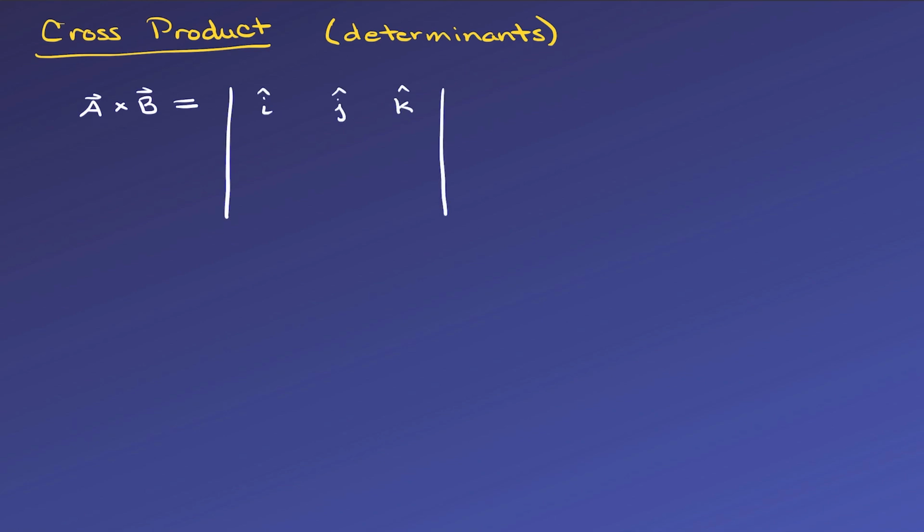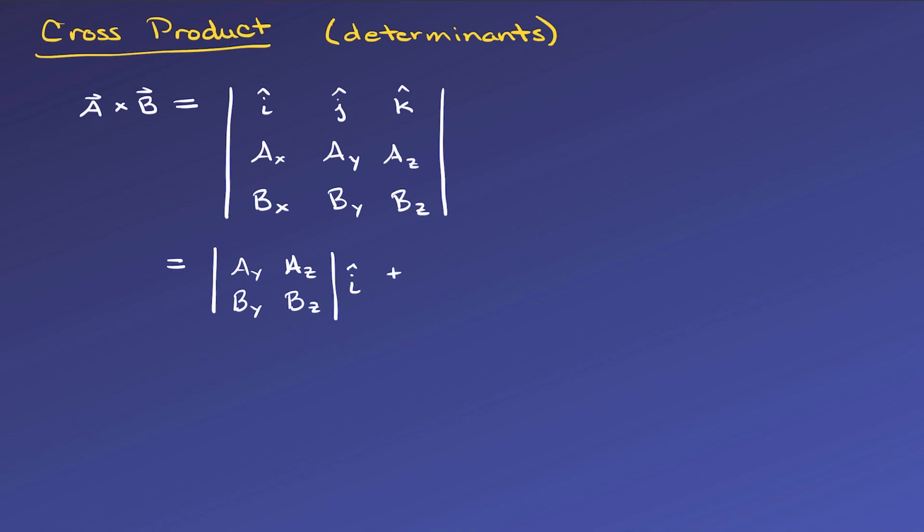The second way to evaluate a cross product is using a 3x3 determinant. In our matrix, the first row contains our unit vectors, the second row contains the components of the first vector, and the last row contains the components of the second vector. To evaluate a 3x3 determinant, we first break it into three 2x2 determinants.